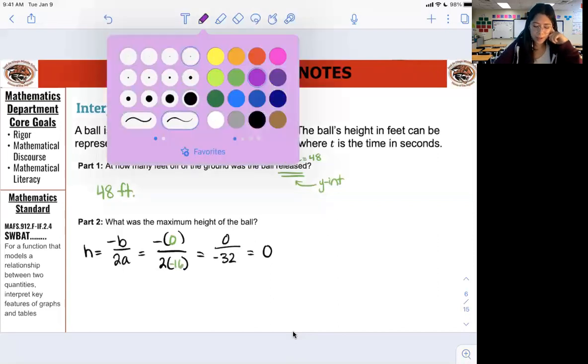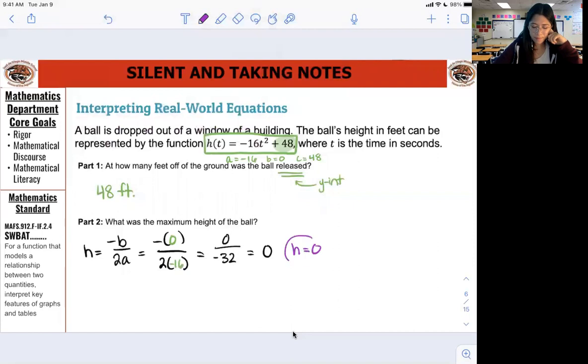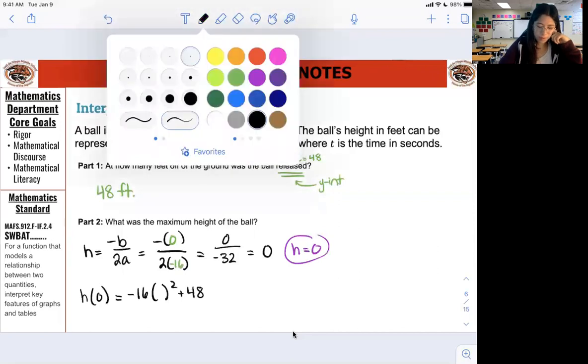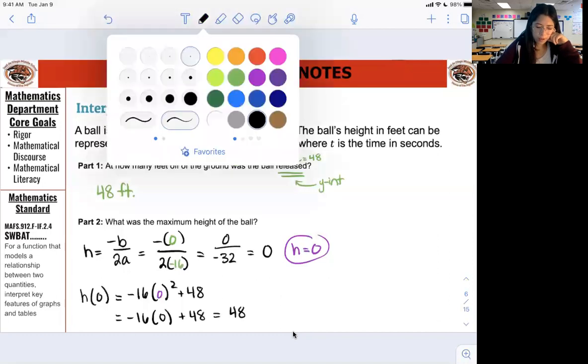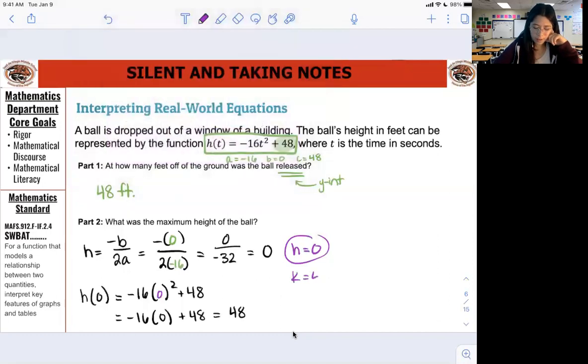But what do you do after you find the h value? Plug it in. Plugging it into the original equation. But what happens here? What is 0 to the power of 2? 0. And what's negative 16 times 0? Also 0. So what's my final answer? 48. So k equals 48, which means where's my vertex?